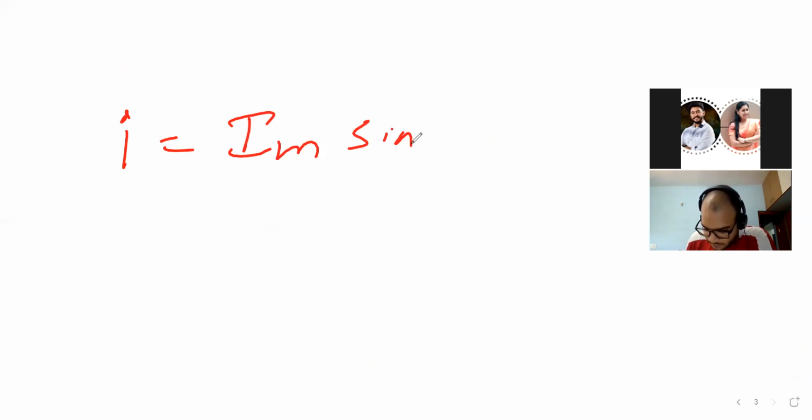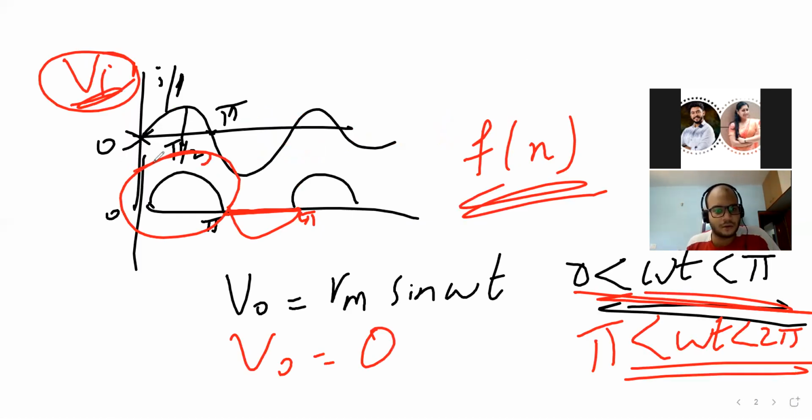So V naught is fine. Now, if I'm taking I, so I is equal to similarly Im sin omega t, but instead of omega t, for the confusion part, I'm just putting theta. If you want, you can put theta also. This is just for the positive half cycle. This again, I'm telling for this half cycle only. This is 0, obviously.